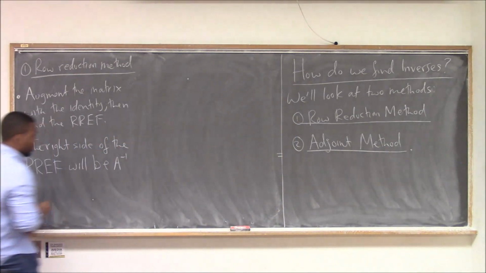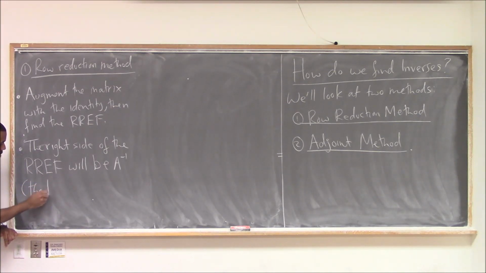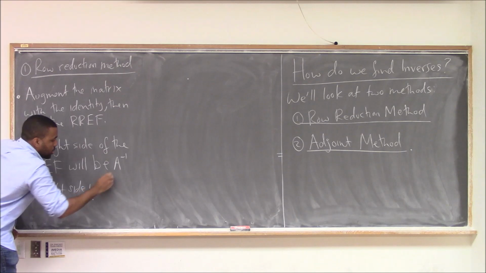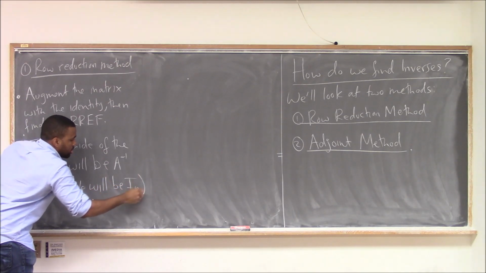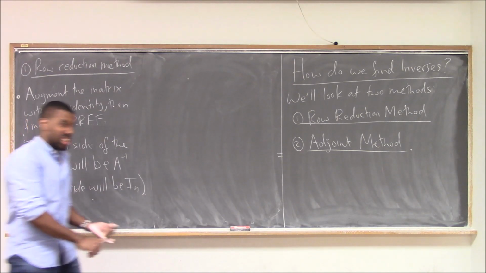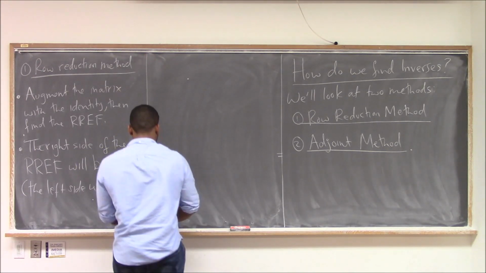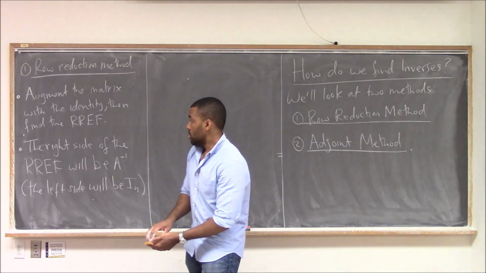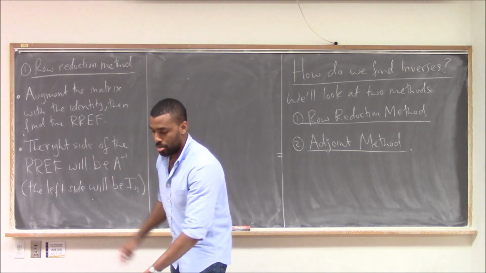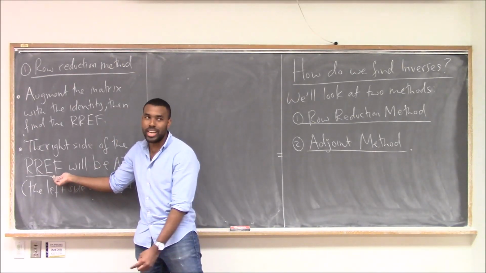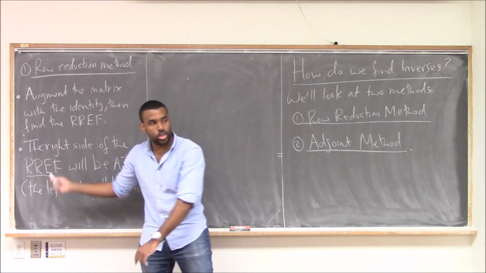By the way, it's useful to know the left side will be I_n. It has to reduce to the identity matrix on the left side. If it doesn't, it means either it's not invertible or you made a mistake. That'll be Gaussian elimination, right? Yeah, well, Gauss-Jordan elimination, technically, you're going all the way to the reduced row echelon form. Here you don't have a choice. You can't stop at row echelon. You have to go all the way to reduced row echelon.